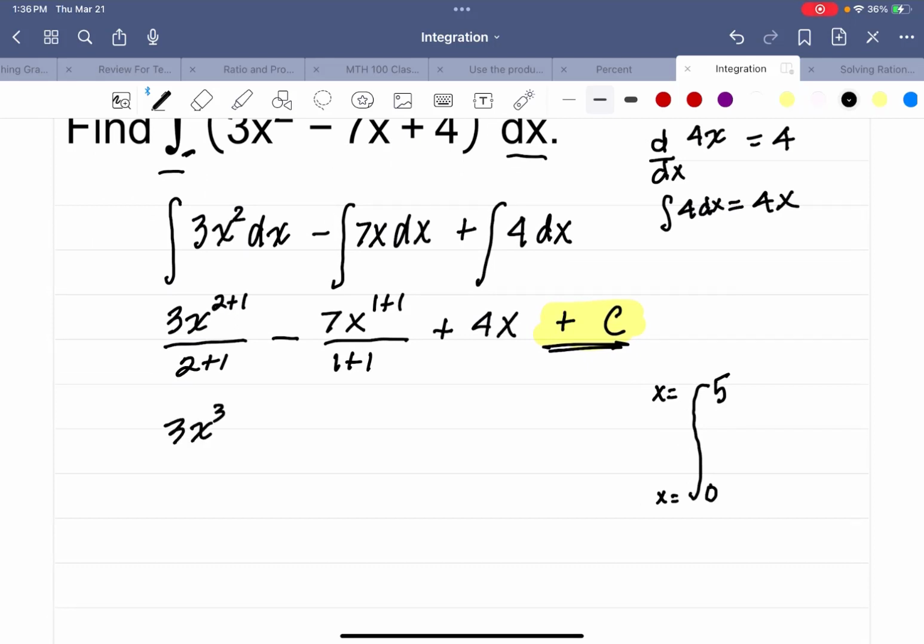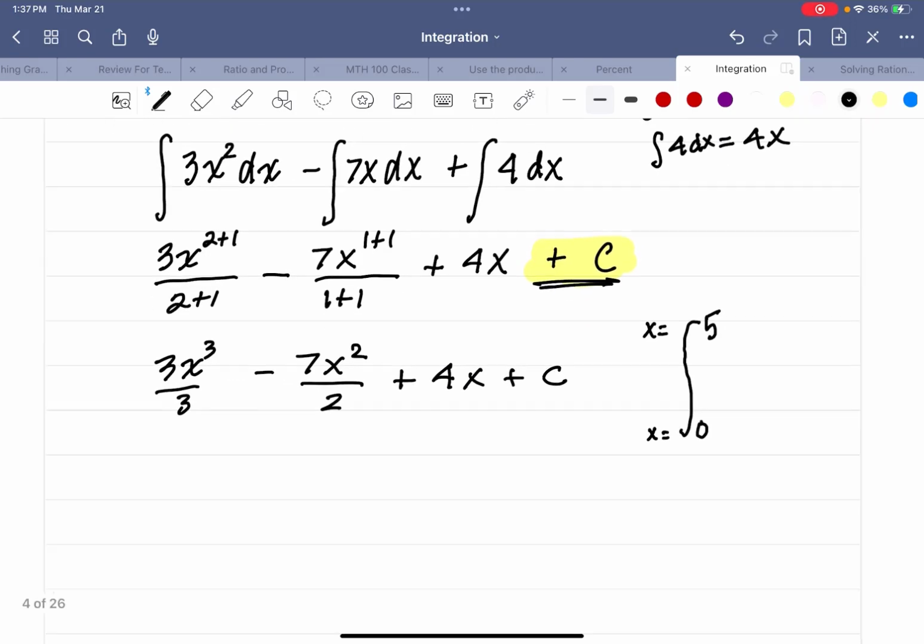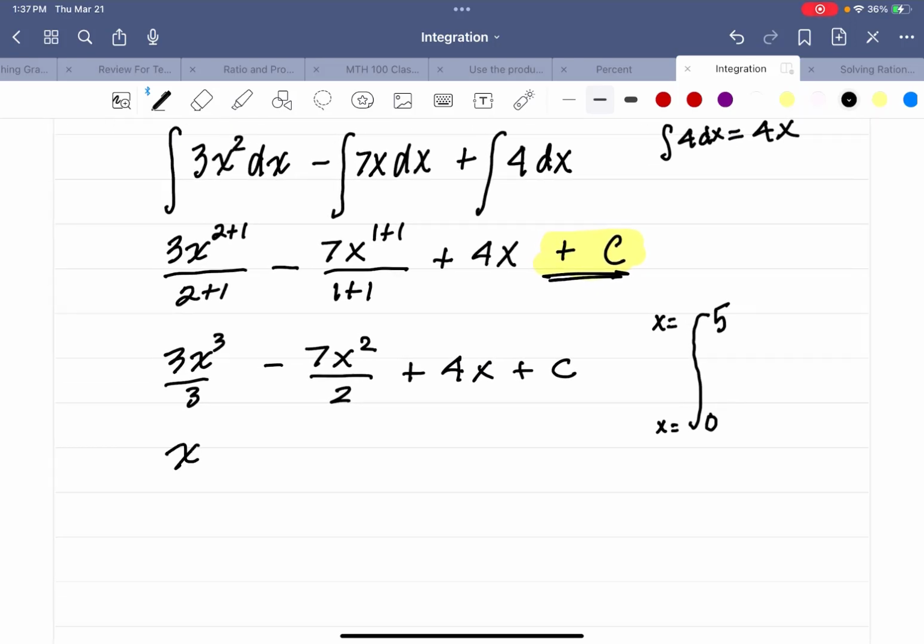Now I'm going to simplify. 3x to the 3rd over 3 minus 7x to the 2 over 2 plus 4x plus c. And that's going to give me an x to the 3rd minus 7 over 2 x squared, and you can write that as 7x squared over 2, plus 4x plus c.